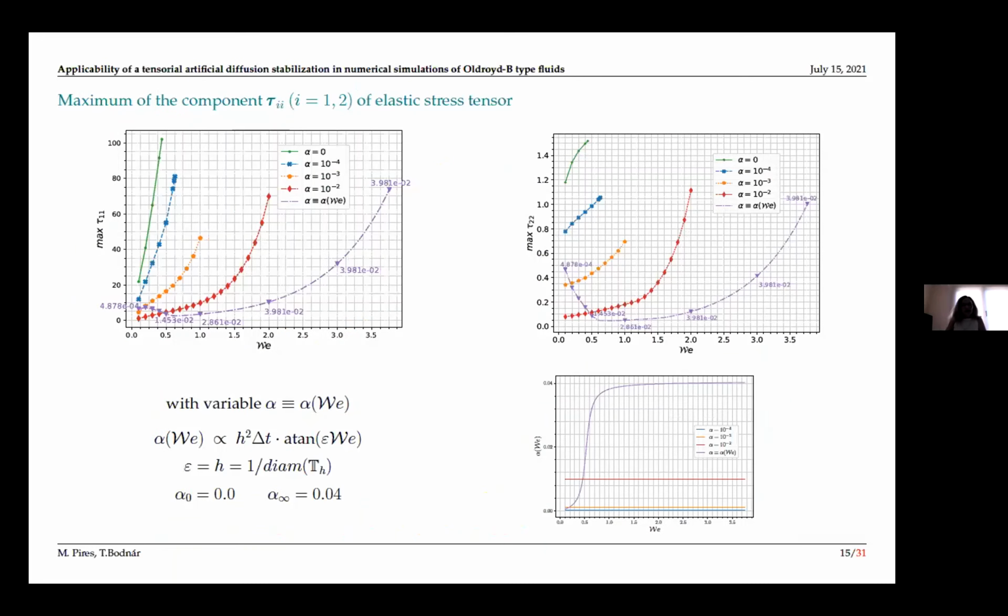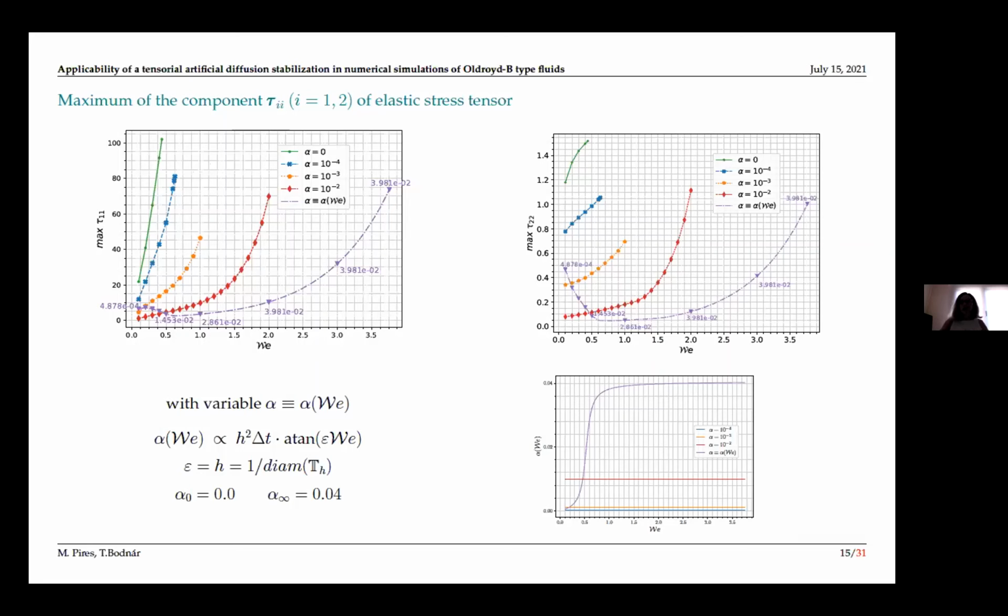Here we have the maximum of the normal components of the tensor, without stabilization in green and with stabilization in the other colors, and we can see that this maximum decreases much more the higher the value of alpha.